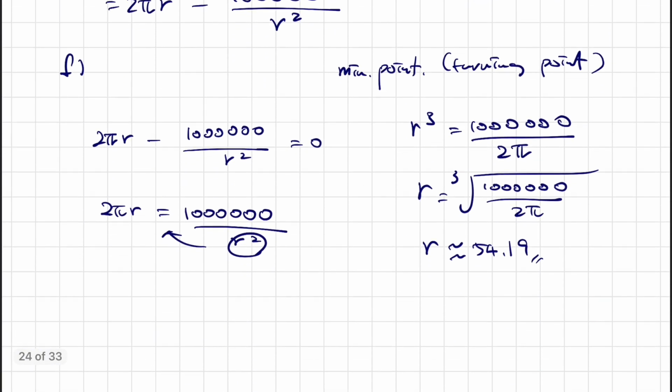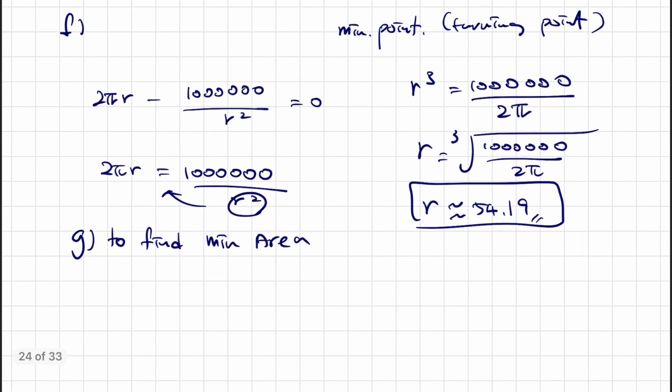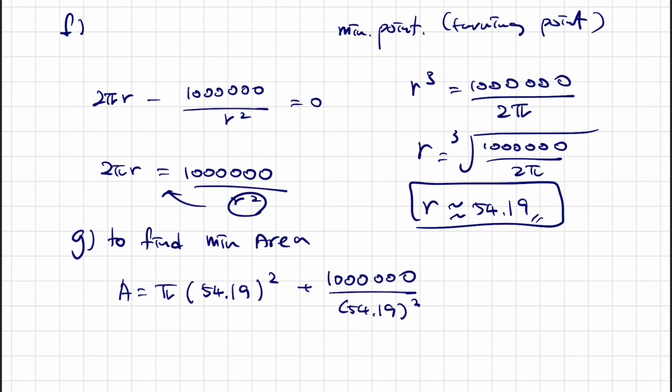Then question G, we need to find the value of the minimum area. Since we know that r is 54.19, to find the minimum area we can substitute 54.19 into the area formula. So A equals pi times 54.19 squared plus the value over this. Then we get approximately this value, square, don't forget the square.